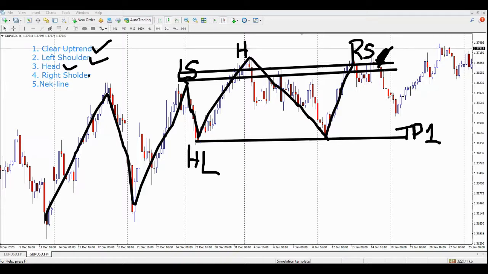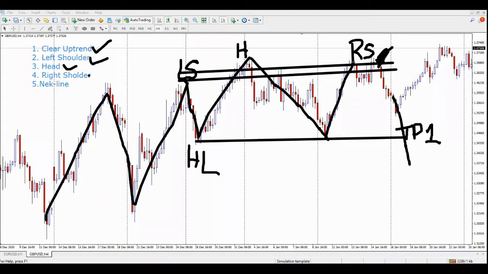If you are selling there, and if this market is reversing, because this is a reversal structure pattern, I want the market to break there. If this neckline is not broken, then this is not a confirmed head and shoulder. It means that we are still buying.